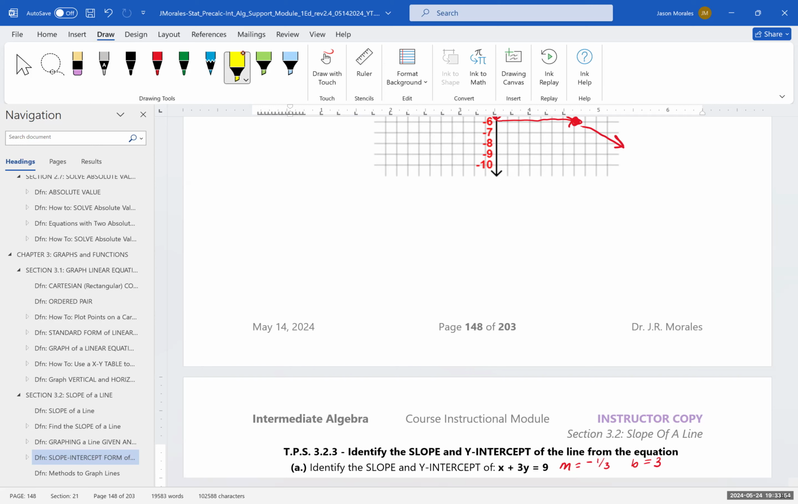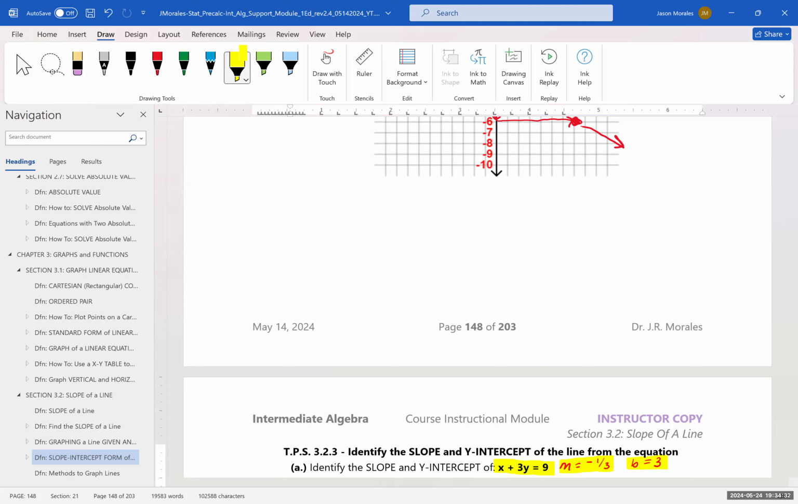In this case, the equation that you're given is not in slope intercept form. It's in standard form. So the first thing you need to do is manipulate this so that it is in slope intercept form. Slope intercept form has this equation solved for y. So you want to get y all by itself on one side and everything else on the other side. That's the slope intercept form. And when you do that, you should have a slope of negative 1/3 and a y-intercept of 3.